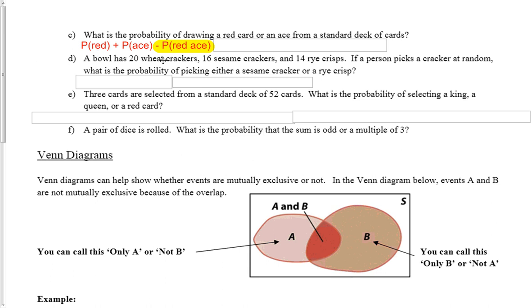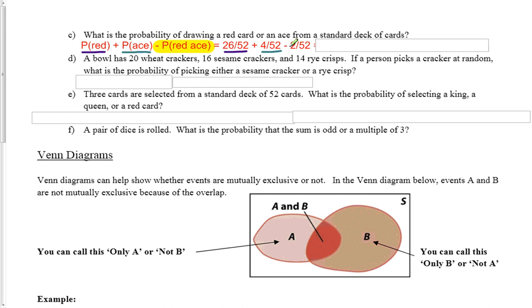Let's start. We know we have 52 cards in a deck. Half of them are red, so that would be 26/52. That's the probability of our red cards. Next, we have probability of getting an ace. Well, there's 4 aces in the deck, so we add in the 4/52. Probability of getting an ace, 4/52. And finally, how many red aces in a deck? Well, there's 2 of them, so we subtract 2/52.